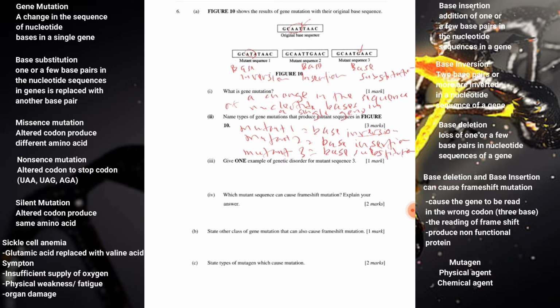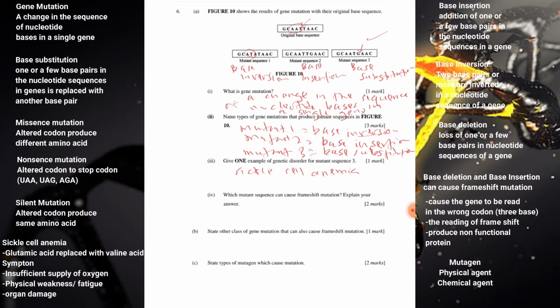Okay, give one example of genetic disorder for mutant 3. So, as you know, sickle cell anemia, or you can write down thalassemia. Sickle cell anemia or thalassemia.